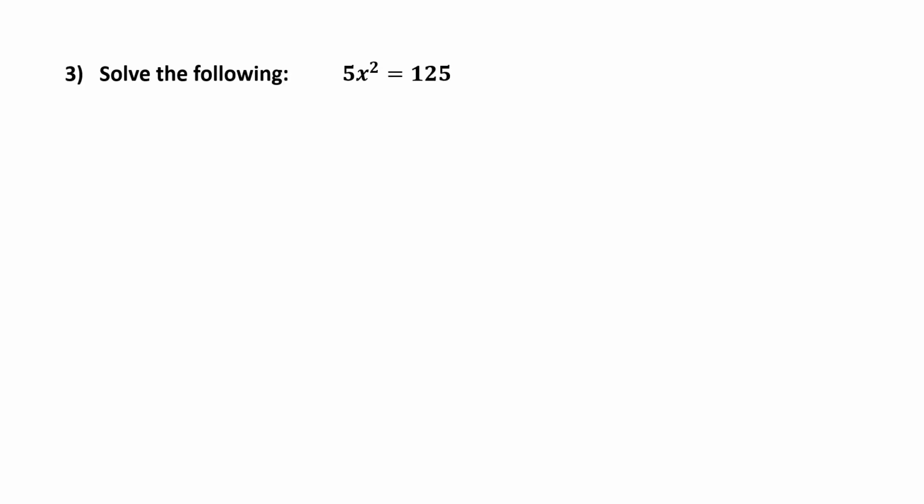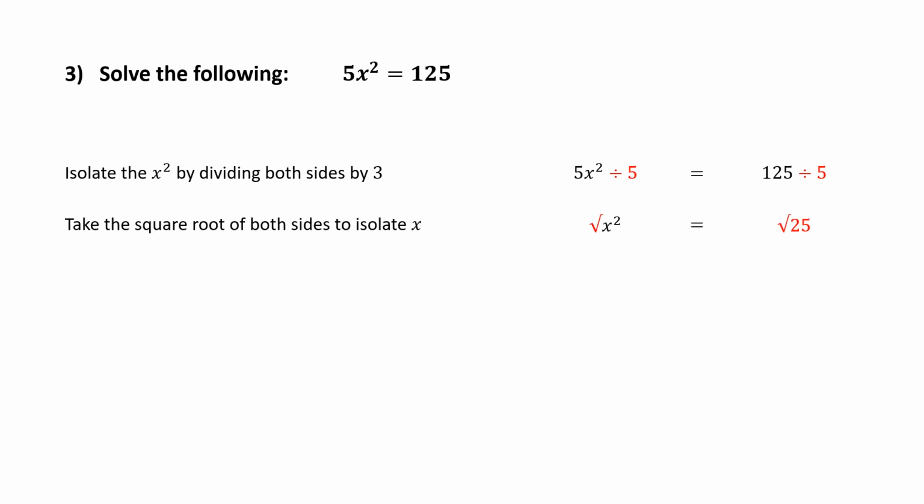So the last question we have is 5x squared equals 125. So again, pause the video and come back when you're ready. Cool, we're nearly there, guys. So last bit. In this case, we're going to divide both sides by 5. So we're going to get x squared is equal to 25. And we're going to take the square root of both sides. And we're going to get plus or minus 5.